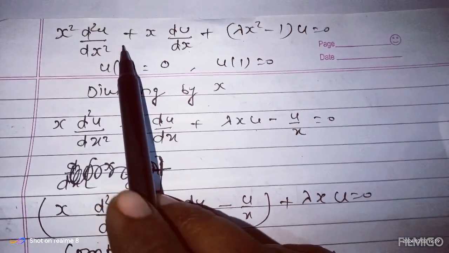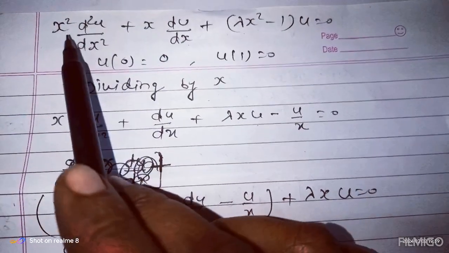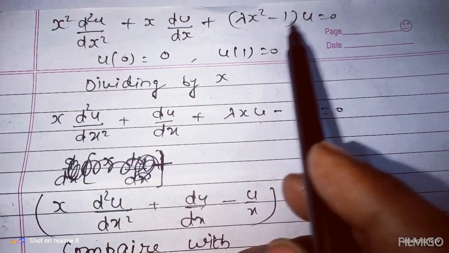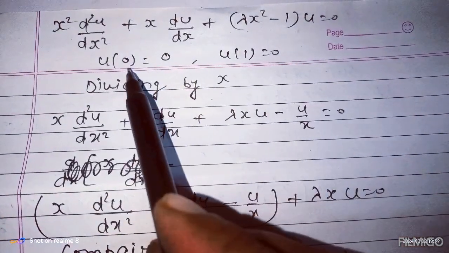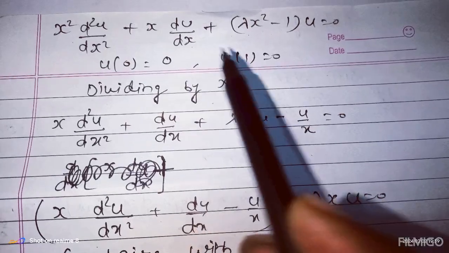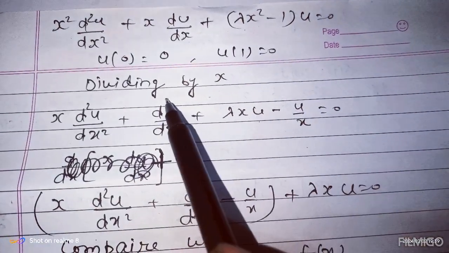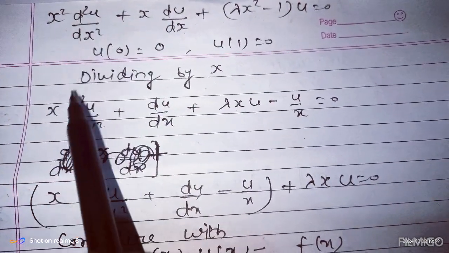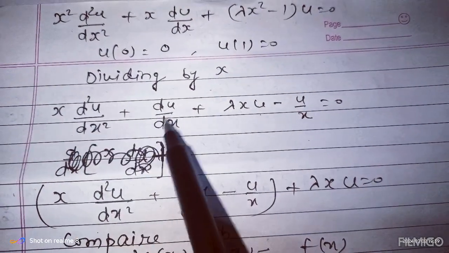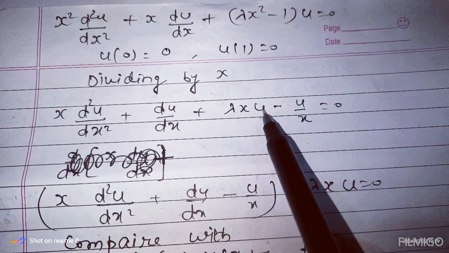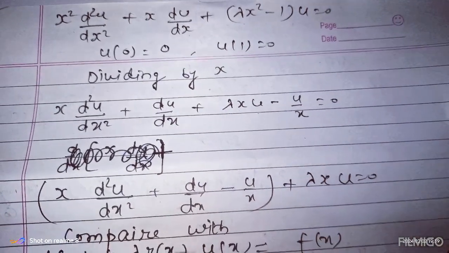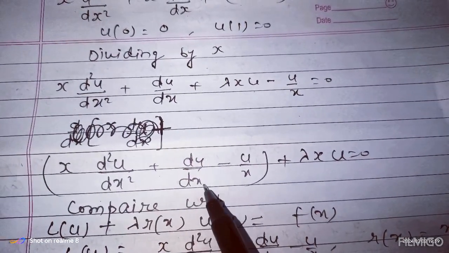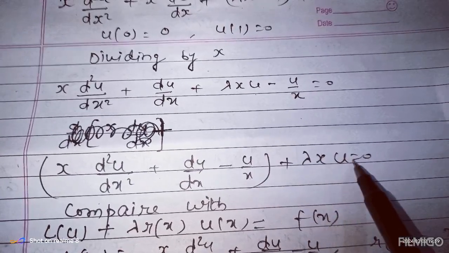We find the Green function. Given the differential equation x² d²u/dx² + x du/dx + (λx² − 1)u = 0, with conditions u(0) = 0 and u(1) = 0. First we divide by x. Now we get x d²u/dx² + du/dx + λxu − u/x = 0. Then x d²u/dx² + du/dx − u/x + λxu = 0.